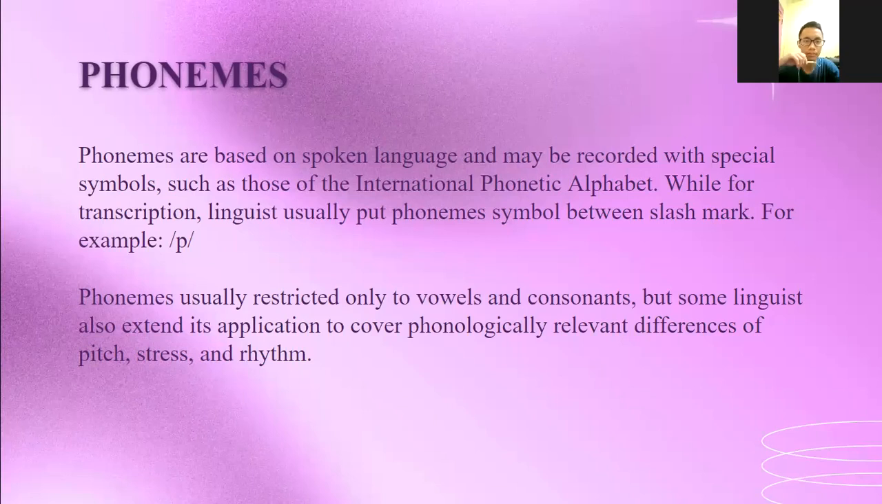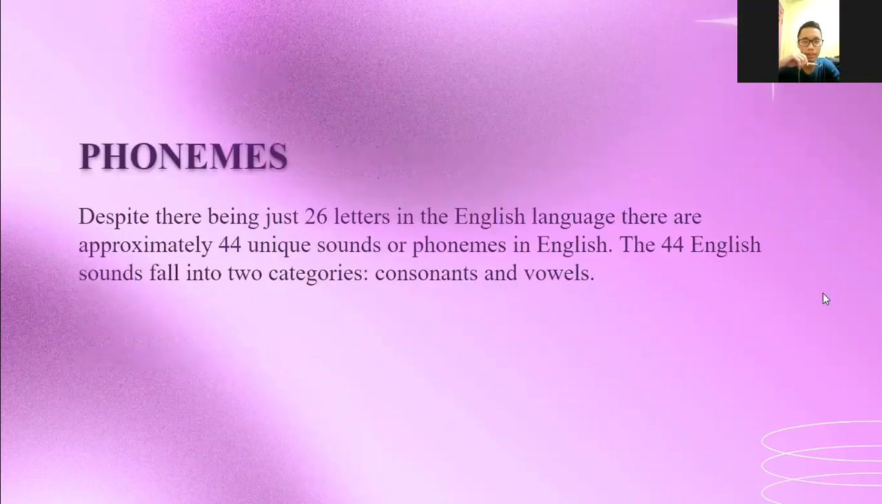Phonemes are based on symbols such as alphabet or IPA, while for transcription, linguists usually put phoneme symbols between slash marks. For example, like the p sound on the screen that is put between two slash marks. Phonemes are usually restricted only to vowels and consonants, but some linguists also extend its application to cover phonologically relevant differences of pitch, stress, and rhythm. Next slide, please.